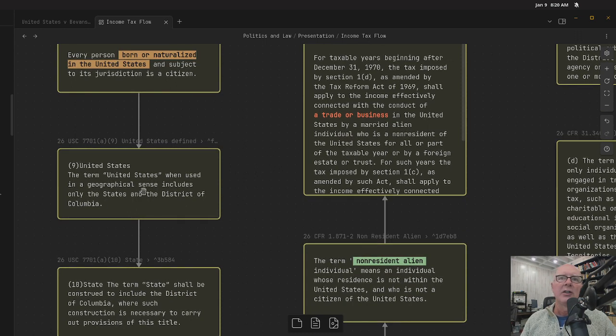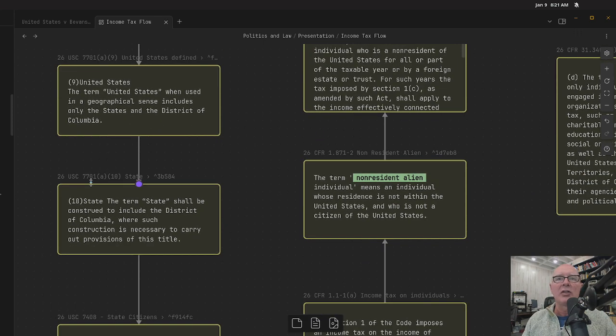The term United States, when used in a geographical sense, includes only the states and the District of Columbia. Now, it's interesting that they put the word states here because it, again, makes you think that they're talking about the entire country. But in the same section, we're still in 7701, this is A10, in fact, this definition appears right after the United States. It says the term state shall be construed to include the District of Columbia where such construction is necessary to carry out the provision of this title.